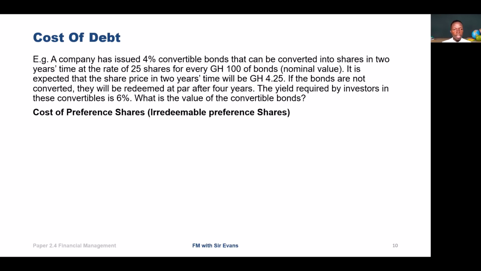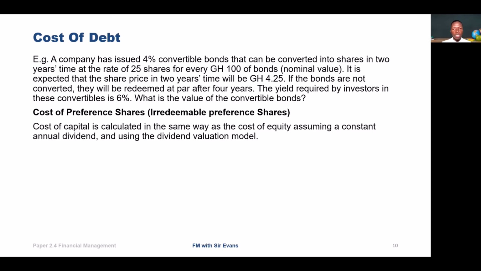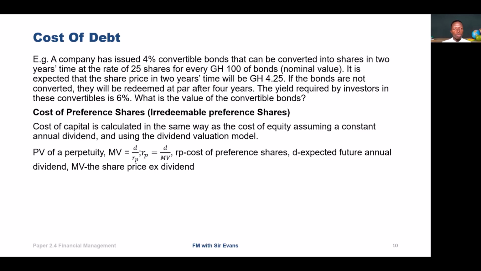Okay, cost of preference shares. So these are irredeemable preference shares. So the cost of capital for these preference shares is calculated in the same way as the cost of equity, assuming a constant annual dividend and using the dividend valuation method. So the present value of perpetuity, that's MV, is D over RP, where D is the expected future annual dividend, MV being the share price ex dividend, RP being the cost of preference shares.